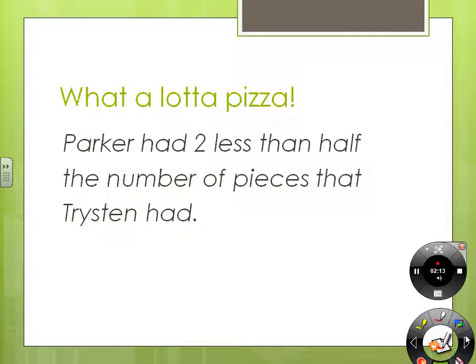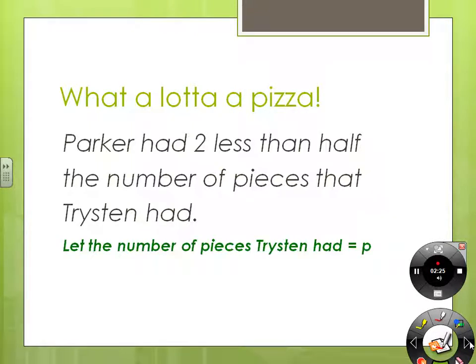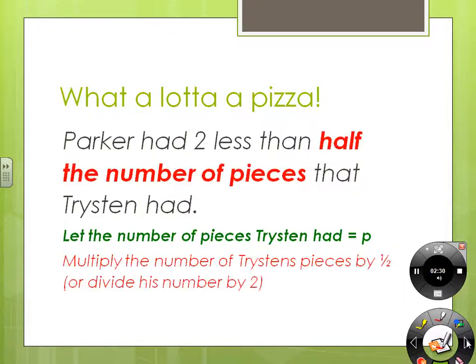The next example says Parker has 2 less than half the number of pieces that Tristan had. Okay. So again, let's talk about what we want to use. Tristan had a certain number of pieces, and we're going to call them P. And then because it says half the number of pieces that Tristan had, that means we're going to multiply by a half or divide by 2, which is going to look like half of P or P over 2.